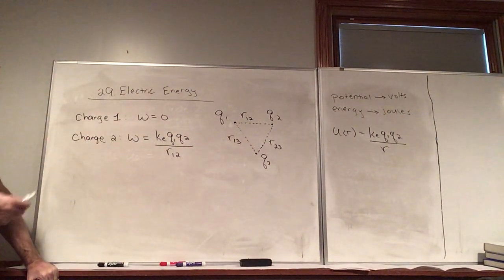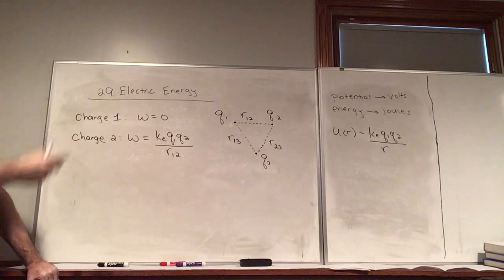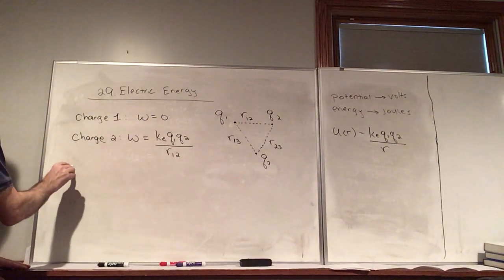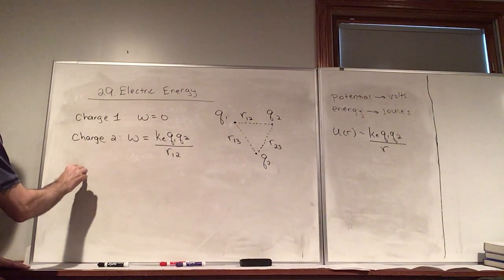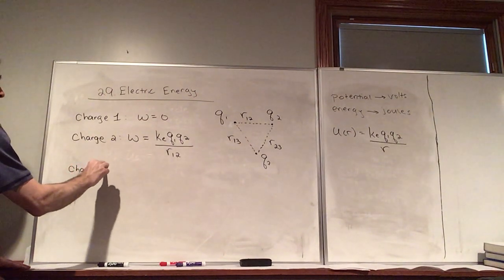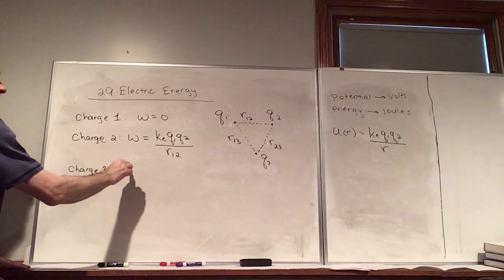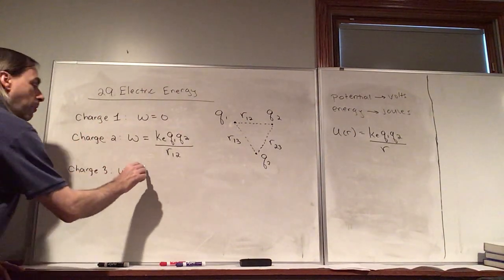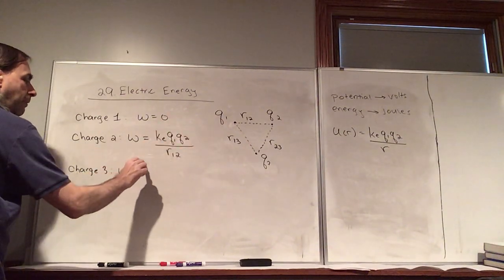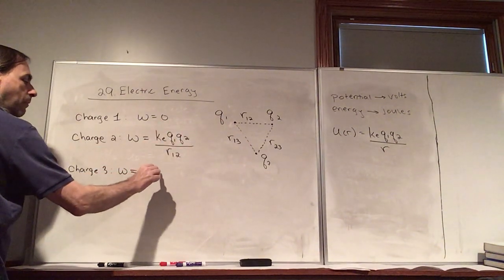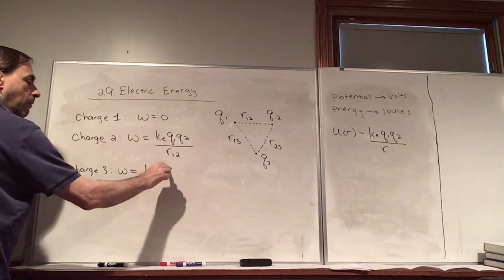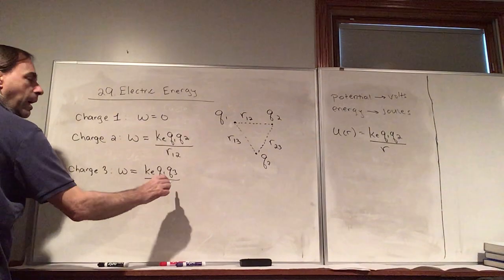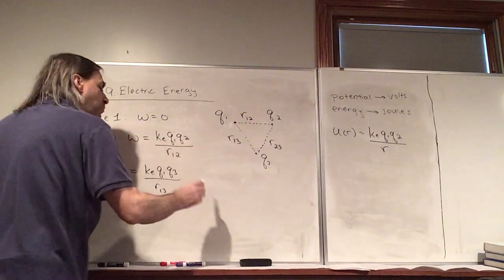Okay, so now Q1 and Q2 are fixed. Let's bring in Q3. To bring in charge 3, it's going to be fighting against both charges 1 and 2. So we're going to have an interaction between 1 and 3, and there's also going to be an interaction between 2 and 3.